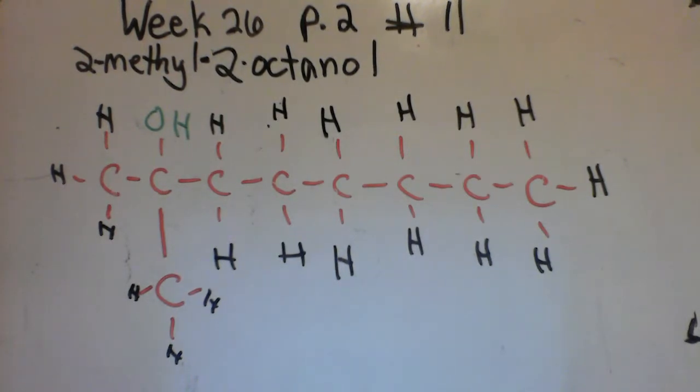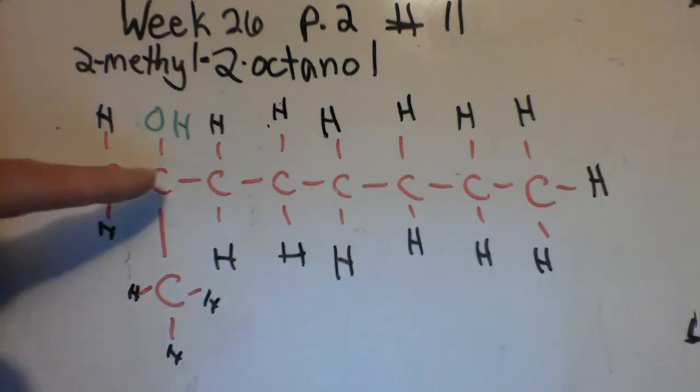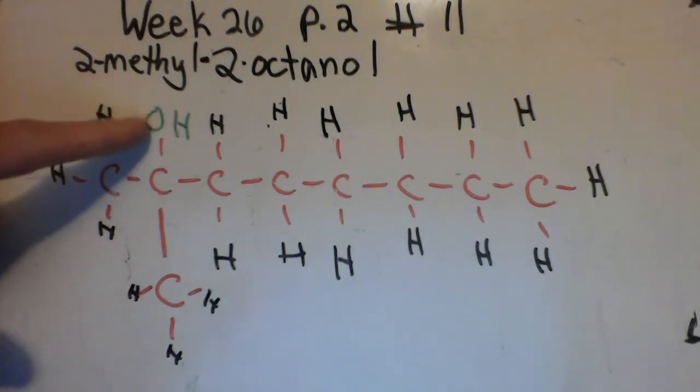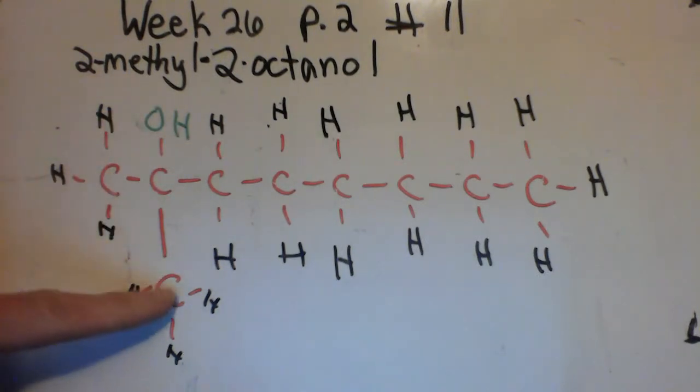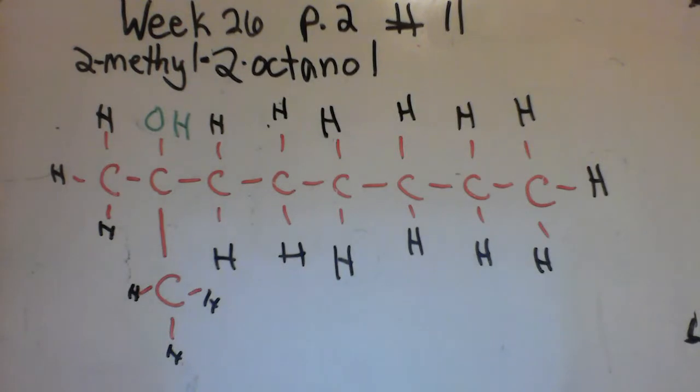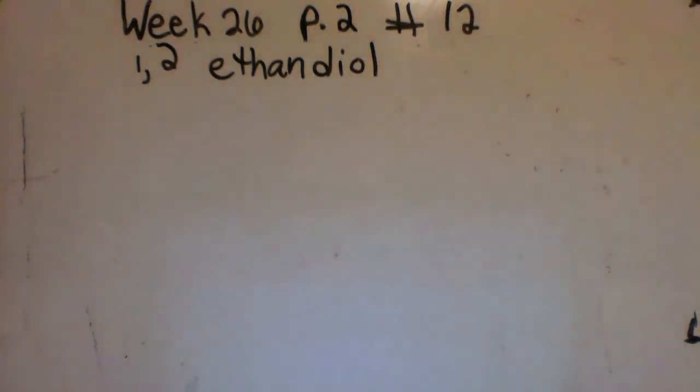And this type of alcohol is a tertiary alcohol. Tertiary has to do with the number 3, and you'll see that the carbon that's bonded to the hydroxyl group has 3 other carbons bonded to it, and hence we call it a tertiary alcohol. This is week 26, page 2, number 12.